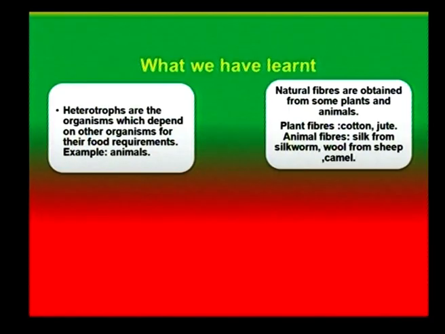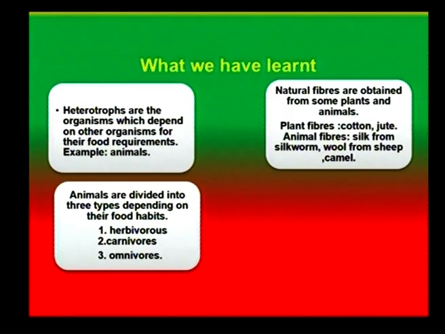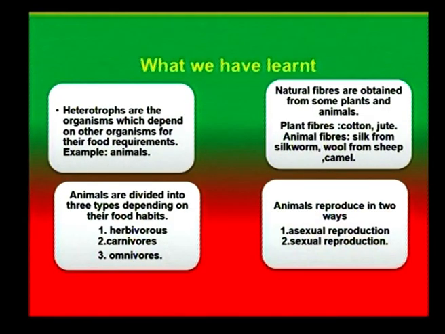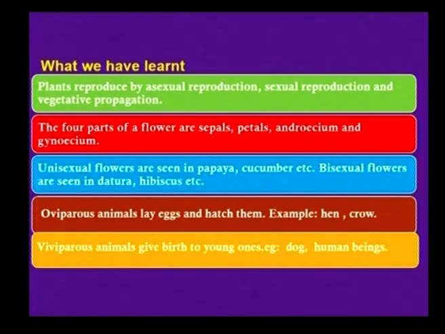Example, animals. Natural fibers are obtained from some plants and animals. Plant fibers are cotton and jute. Animal fibers are silk from silkworm, and wool from sheep and camel. Animals are divided into three types depending upon their food habits: herbivores, carnivores and omnivores. Animals reproduce in two ways: asexual reproduction and sexual reproduction. Plants reproduce by asexual reproduction, sexual reproduction and vegetative propagation. The four parts of a flower are sepals, petals, androecium and gynoecium. Unisexual flowers are seen in papaya, cucumber, etc. Bisexual flowers are seen in datura, hibiscus, etc.